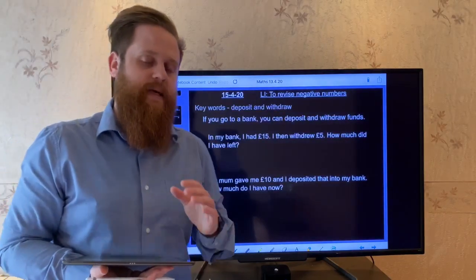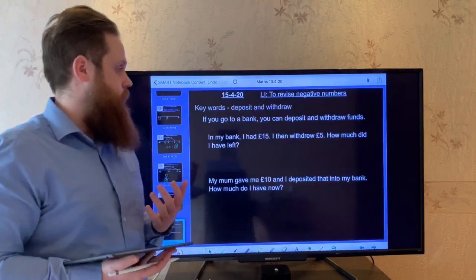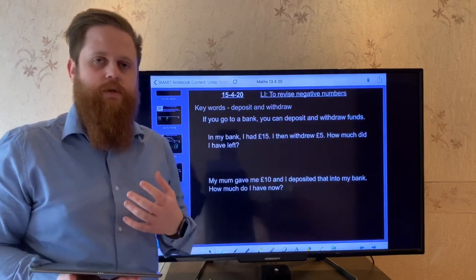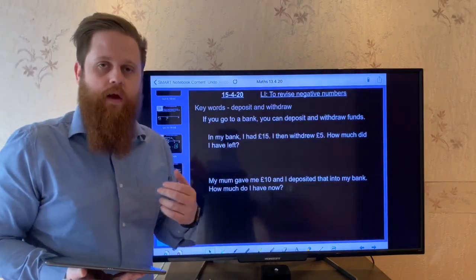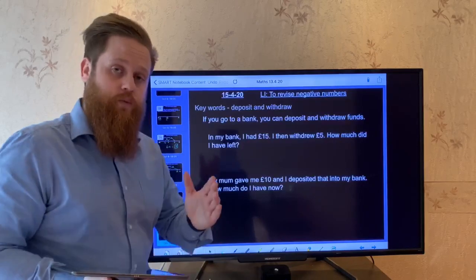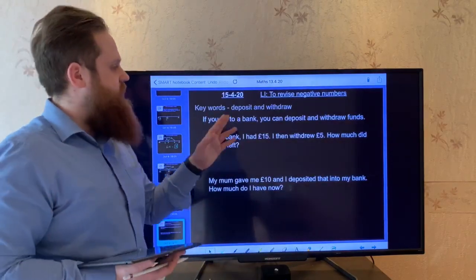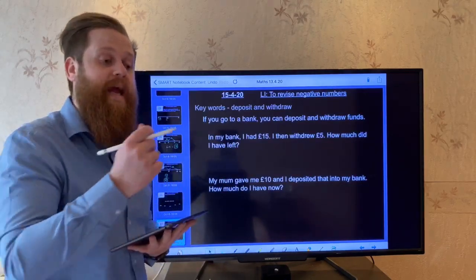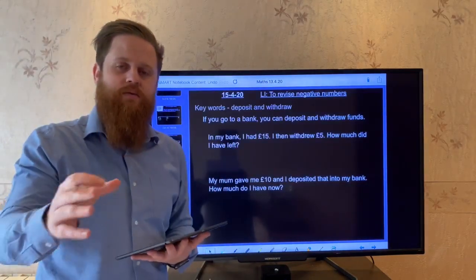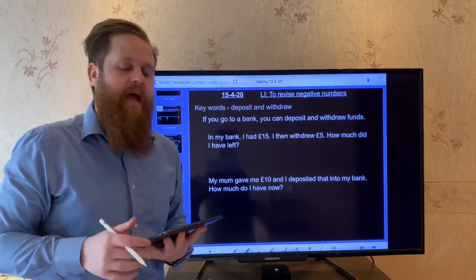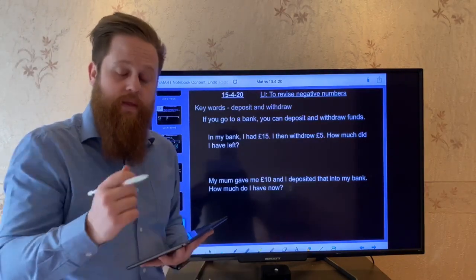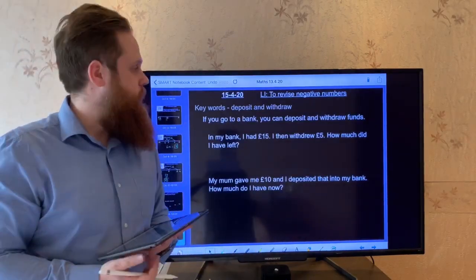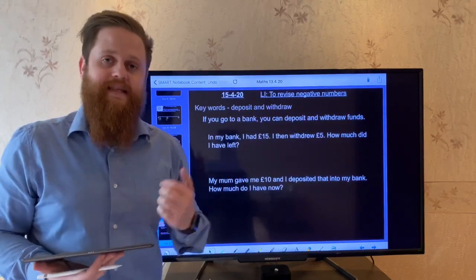Now, another place that you might see negative numbers and positive numbers, okay, is if you were to go into a bank. Money uses lots of negative numbers, okay? If you're taking things away, or maybe you go below zero if you had a bank account and went below zero. So, keywords here are deposit and withdraw. If you were to deposit money into a bank, you would put money into the bank. So, I've got a bank account, there's nothing in there, okay? And I deposit £10. That means I've put £10 into my bank account. I've now got £10. If I withdraw it, I take it away.